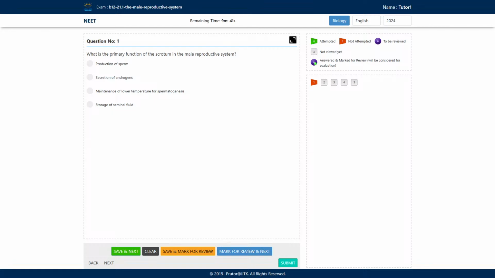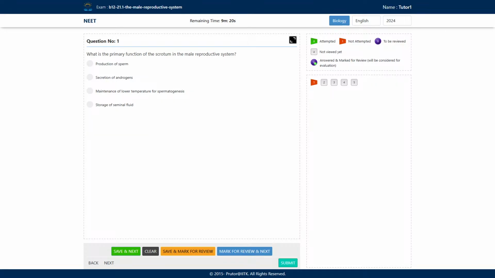What is the primary function of scrotum in the male reproductive system? Okay, so within the scrotum, testes are present. So why are testes present within the scrotum? Scrotum is outside the abdomen, so you can say testes are located outside the abdomen.